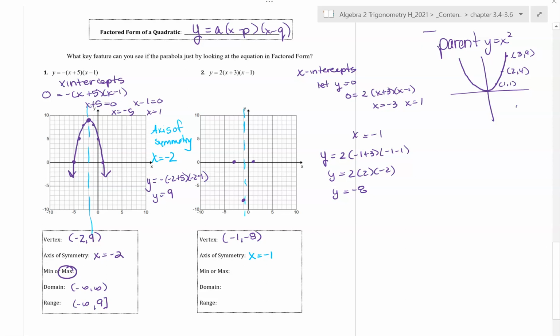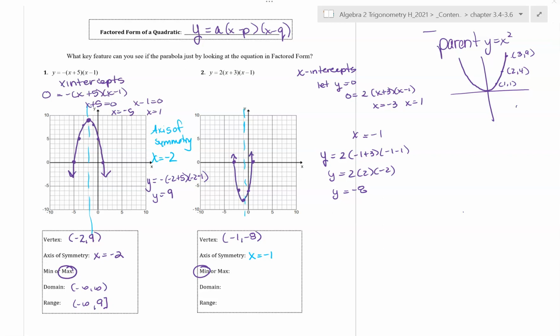So again, we're going to have a minimum because our a was 2. Notice we could compare this to the graph of our parent function y equals x squared, where typically we go right 1, up 1, but over here we have a vertical stretch by a factor of 2, so we go right 1, up 2. We could go left 1, up 2. Instead of going right 2, up 4 like our parent function, our vertical stretch is 2, so we go right 2, up 8, which is consistent with our x-intercepts, left 2, up 8.